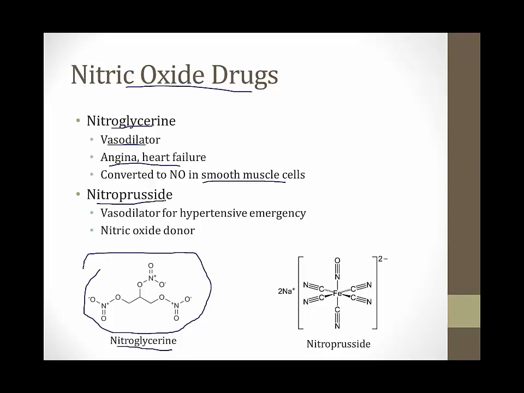Nitroprusside is a drug used as a vasodilator in hypertensive emergency. It contains nitric oxide, so it's a direct nitric oxide donor, and it administers nitric oxide to the body and the smooth muscle cells and leads to very rapid vasodilation. That's why it's used for hypertensive emergency.